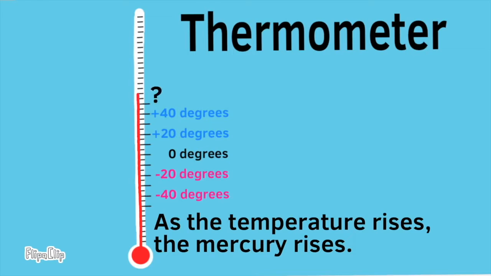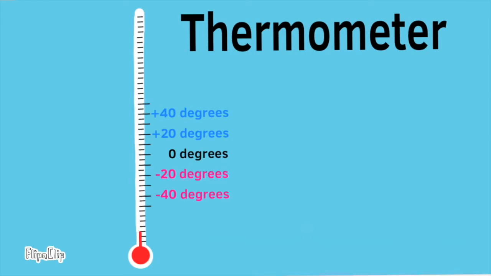What's the temperature of the mercury's new location? The temperature reads +60 degrees, or 60 degrees above zero. Take another look. What's the temperature at the mercury's new location? The temperature reads -60 degrees, or 60 degrees below zero.